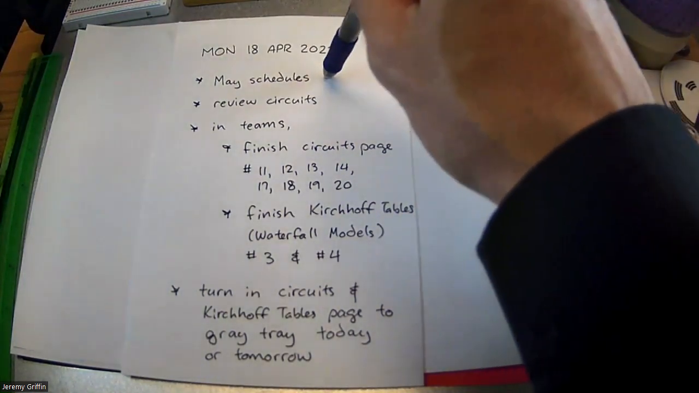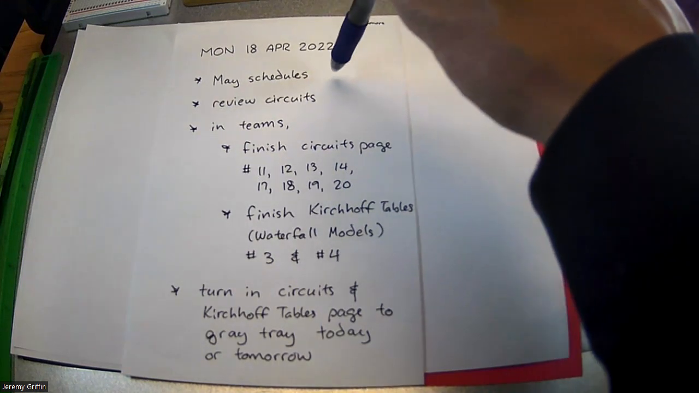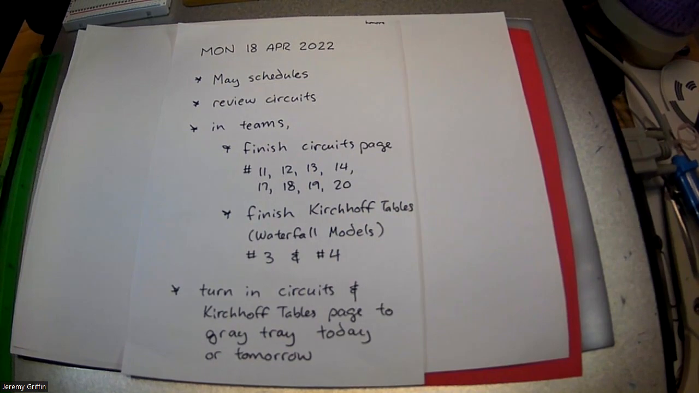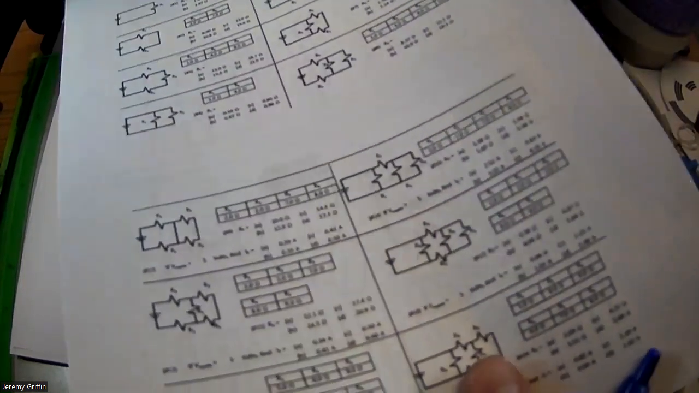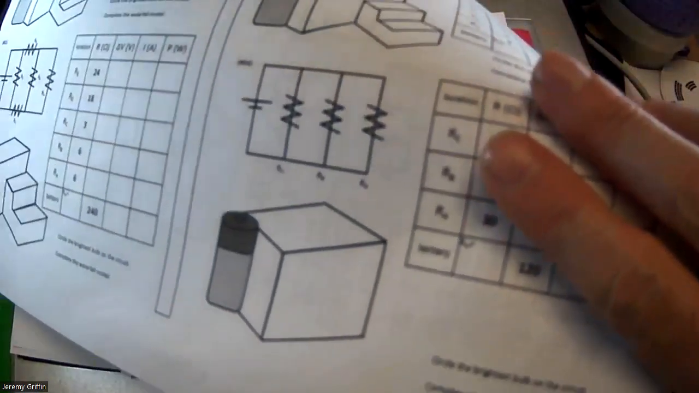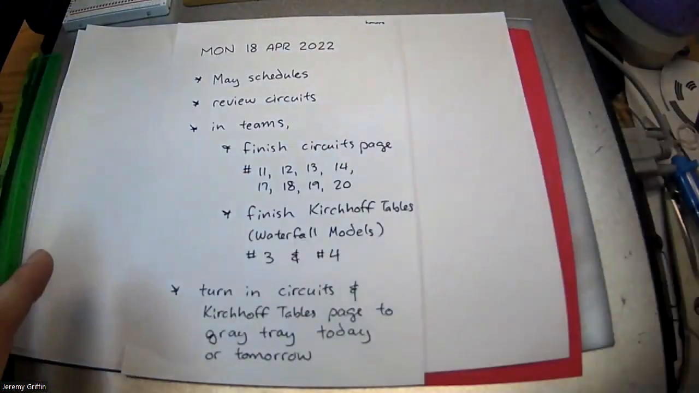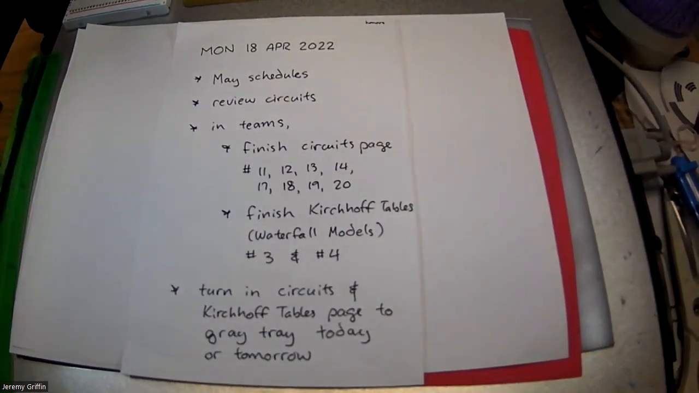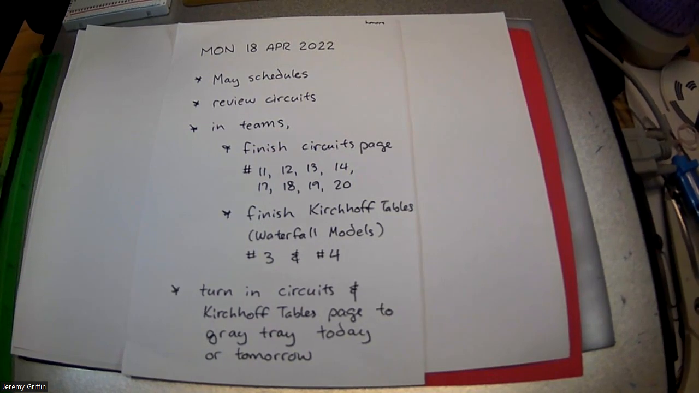So here's what we're doing. We're gonna look at some May schedules, review circuits with you guys, and then you remember this page from last week that had some circuits on one side and then Kirchhoff tables and waterfall models on the other. I will give you the rest of class, after I do these first few things, to work on these with your teammates. And if you finish by the end of class, which you might if you keep a good pace, then turn that into the gray tray and you'll get points.